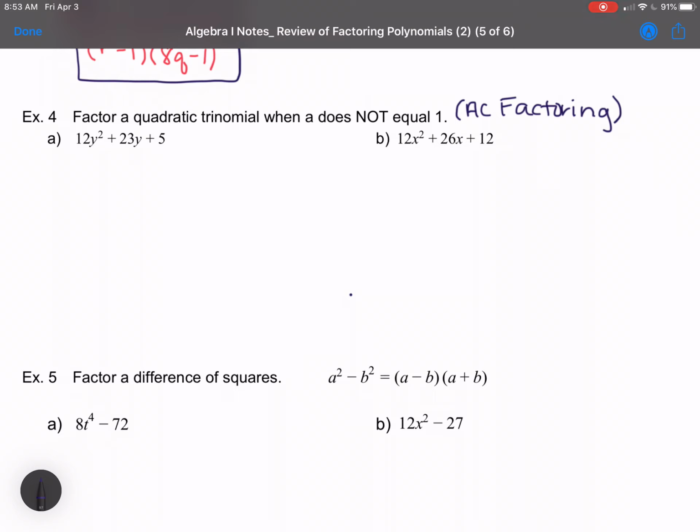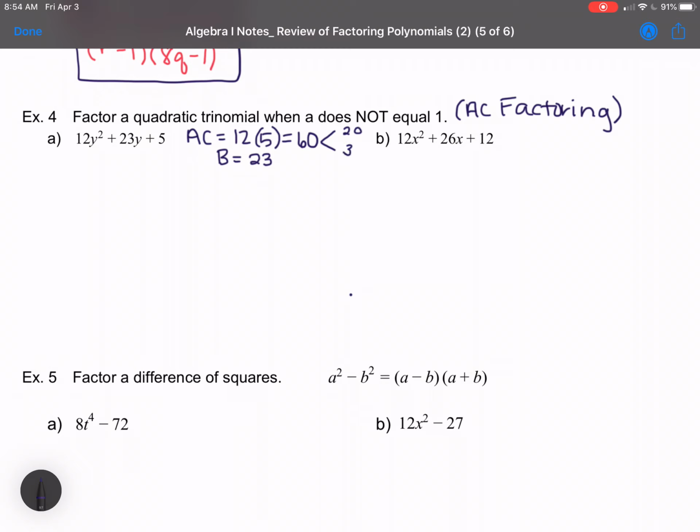So if we take A times C, that would be 12 times 5. Remember, we only look at the numbers. We don't include the variables, which equals 60. And we're looking for the factors of 60 that will add to be 23. Rather than writing our whole list, those factors are 20 and 3.